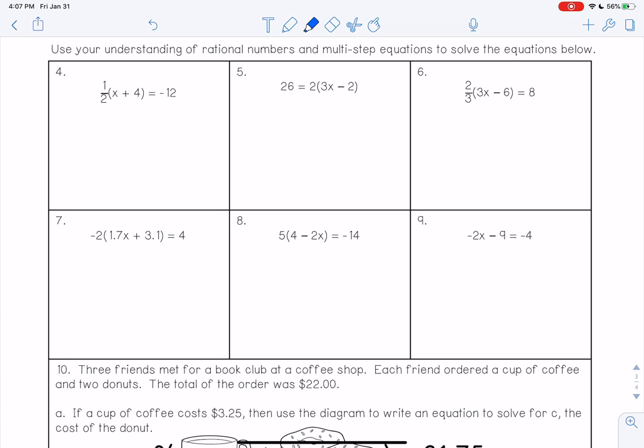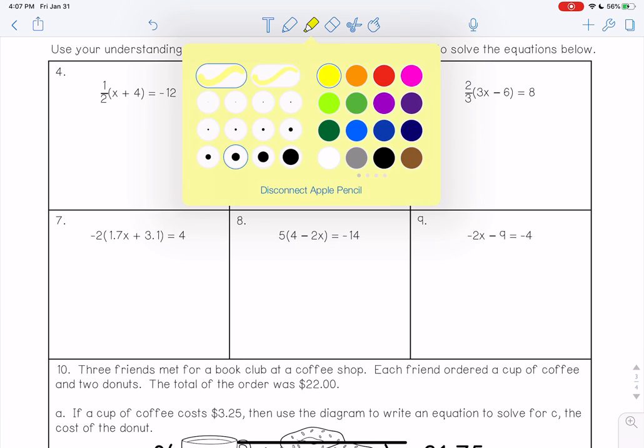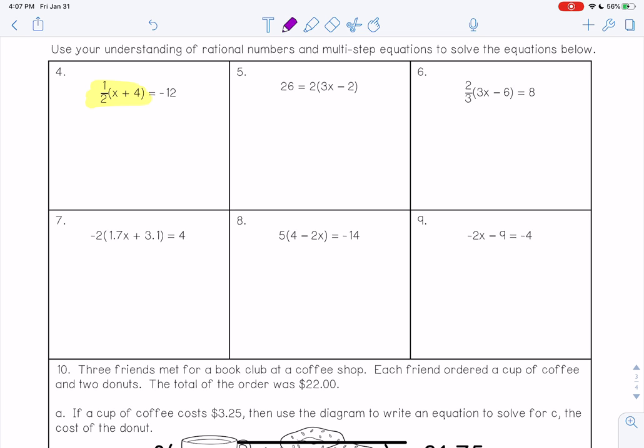In this next section, it says, use your understanding of rational numbers and multi-step equations to solve the equations below. Now, the key thing with this is we have the distributive property. So I put this in there because I want us to review the distributive property before we move on to tonight's homework. Okay, so I'm really happy that this was included in today's lesson. So remember, anytime you have a parentheses next to, or a number next to a parentheses, that means you have to do the distributive property. So you're going to multiply that outside number with the first term and then the second term. And you have to do that before you can solve the equation.